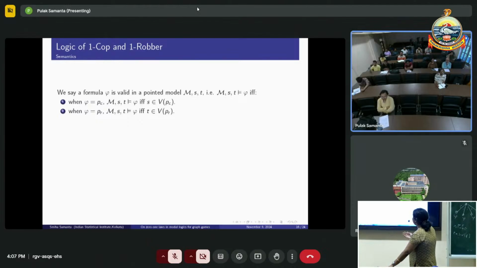And the semantics is as follows. For propositional variables, when we take a proposition from C, we will check it at the position of the cop, and when we take a propositional variable from the set corresponding to the robber, we will check the formula at the position of the robber. So that is for T, and that is for C for the cop.